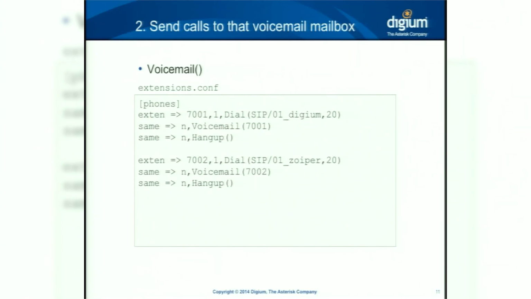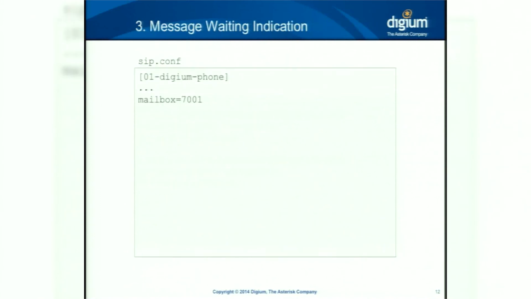Now, who's familiar with the extend variable? We'll talk about variables in a moment, but yeah, very popular option here instead of typing 7002 over and over. So we hit the voicemail application. Whatever happens here, they leave a message, they hang up, they don't leave a message, and then it exits priority 2, goes to hang up, and hangs up the call.